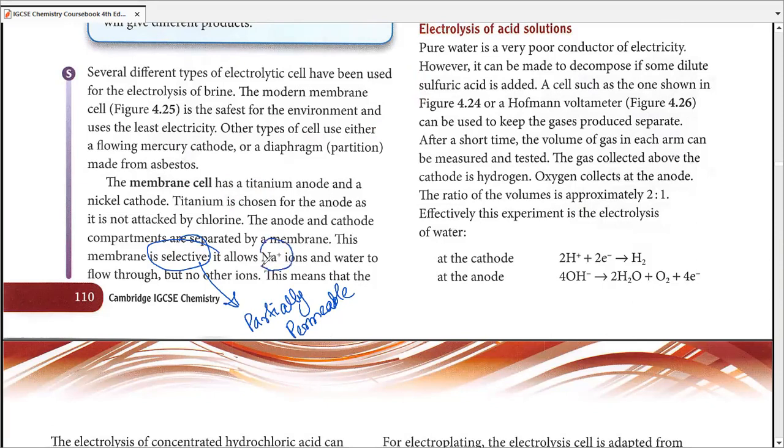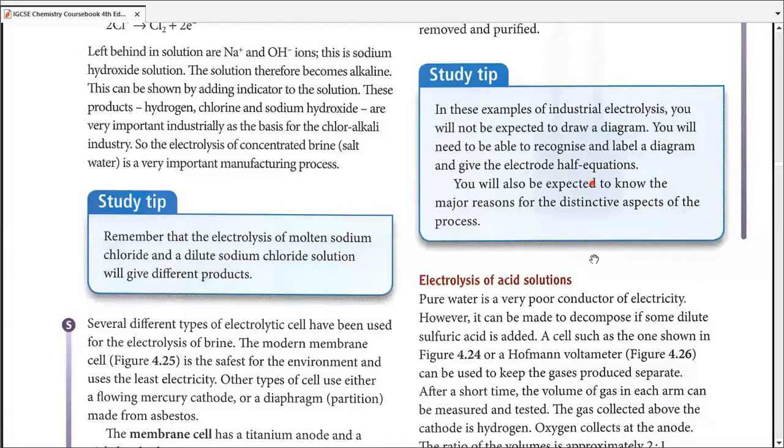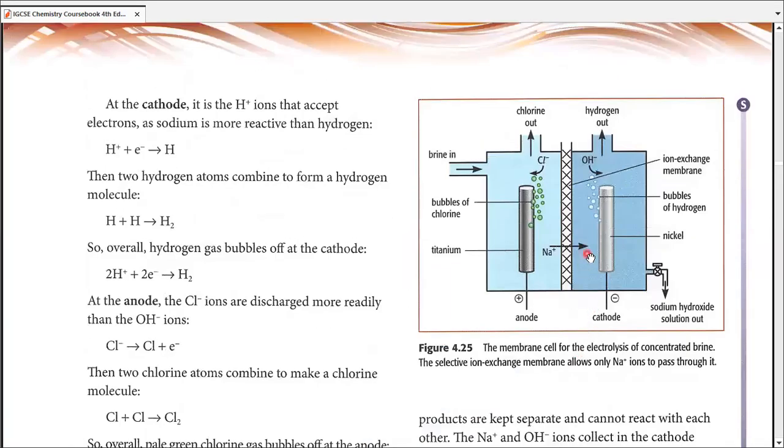It's going to let sodium ions pass through the membrane. It's going to let water pass through the membrane, but no other ions can pass, which means we're specifically stopping these ions. Let's go through the diagram to understand this fact, and you can see it right over here.